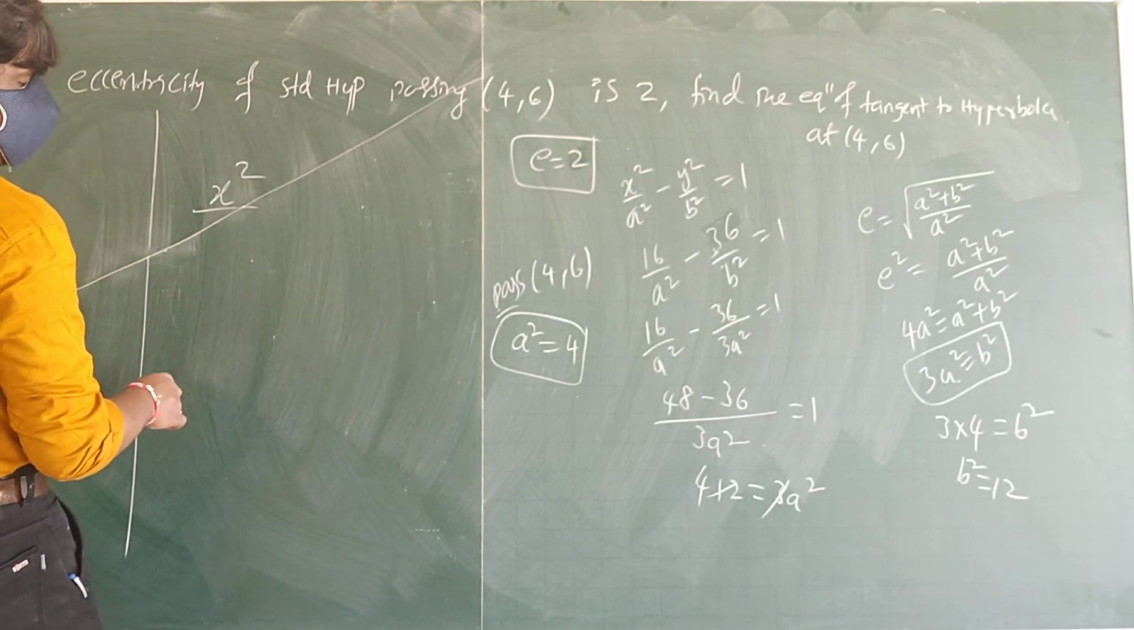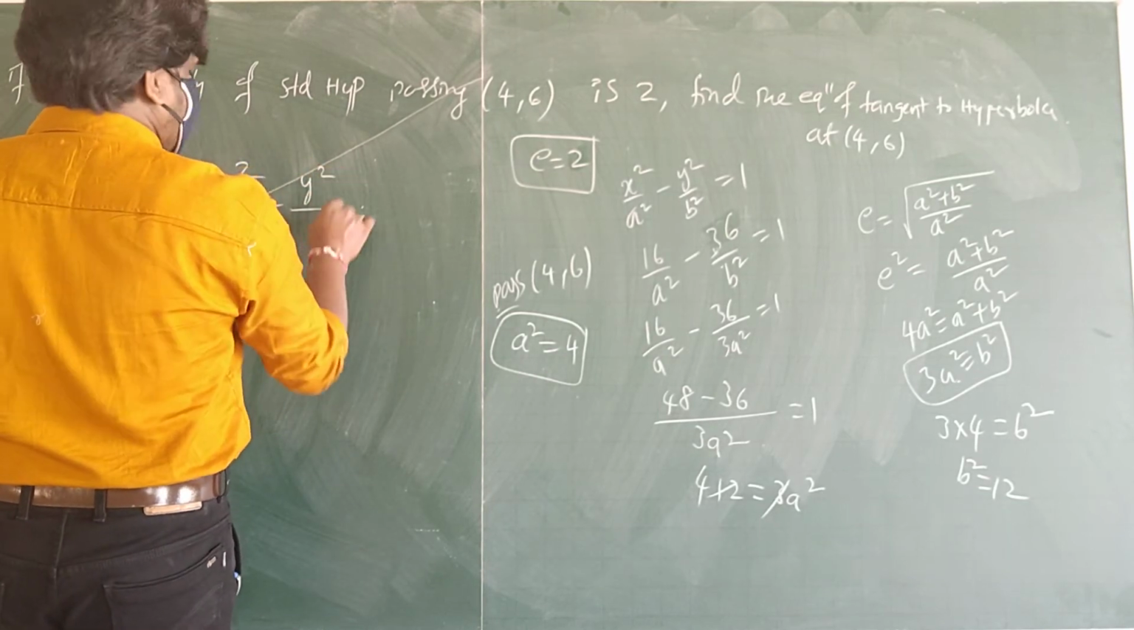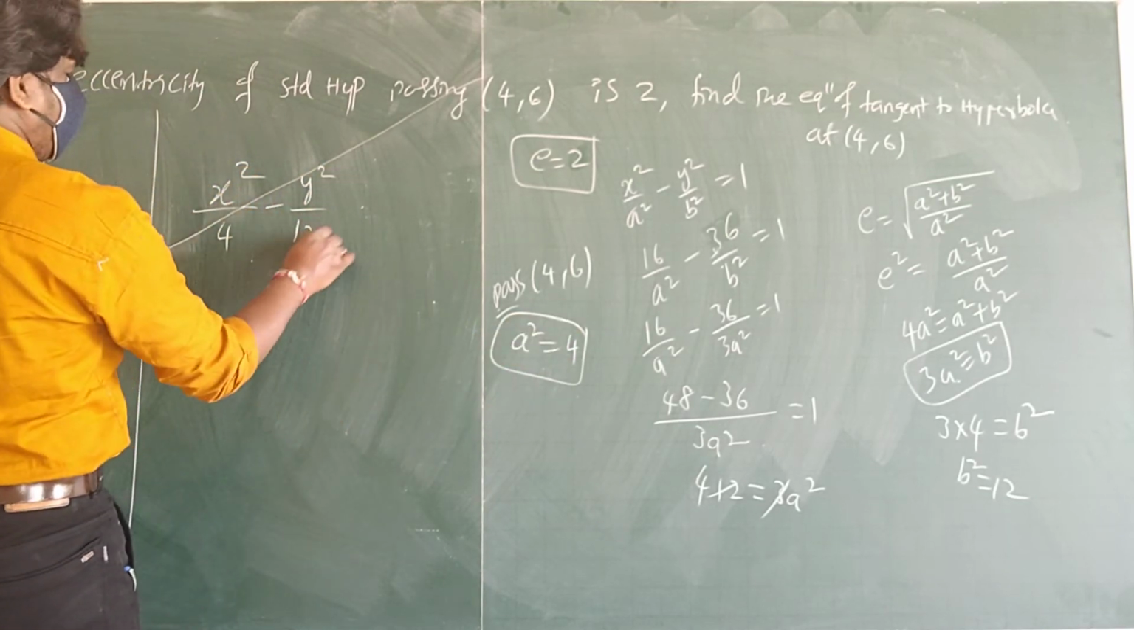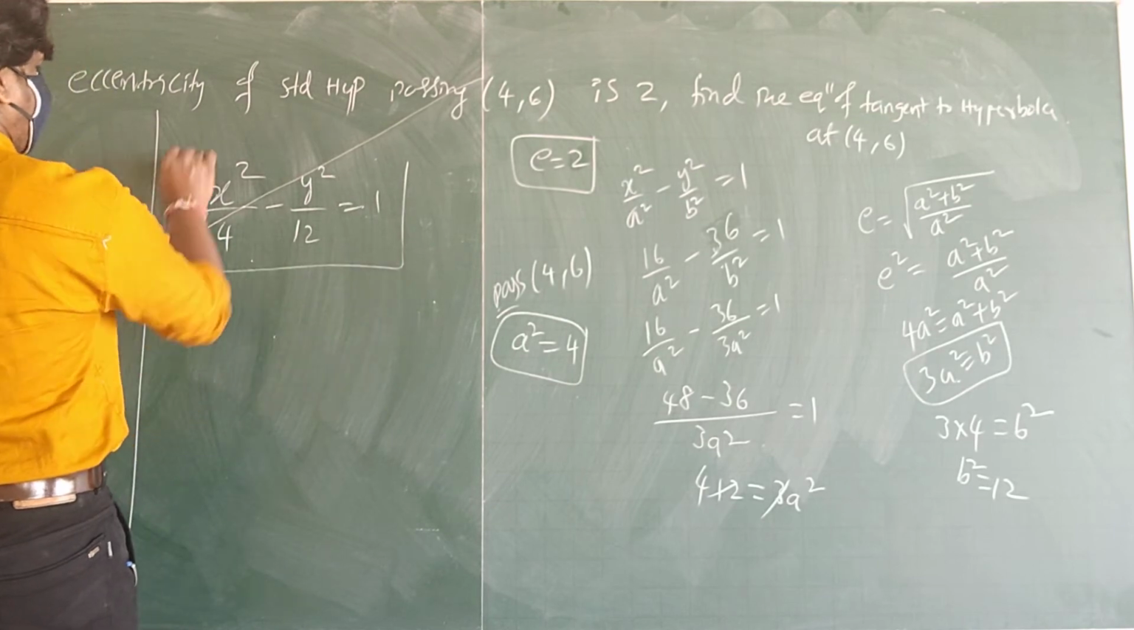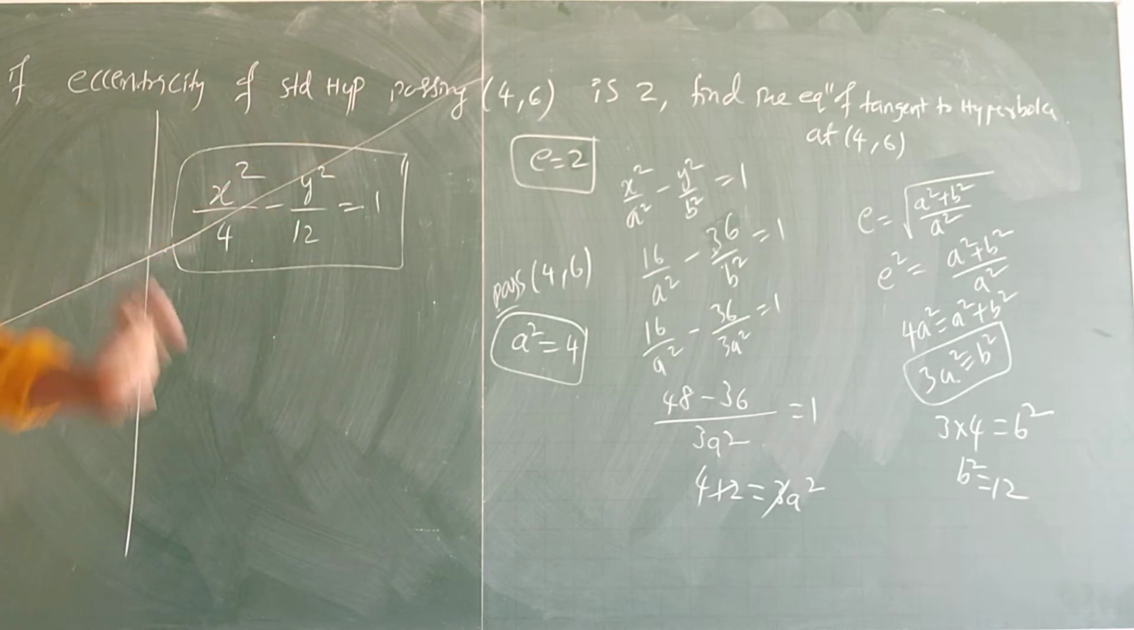A square is 4. Minus y square by b square, b square is 12, is equal to 1. This is the hyperbola equation. Now you have to find the tangent to this hyperbola at the point given.